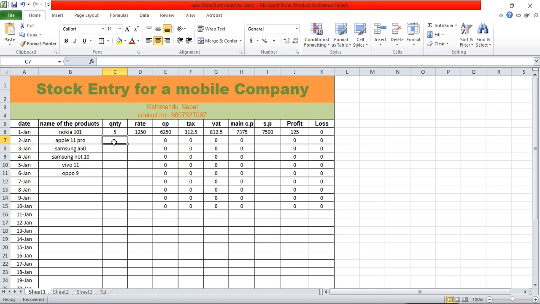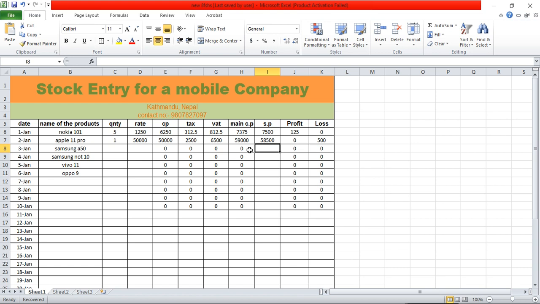Next example, we have bought one piece of iPhone 11 Pro at 59,000, press enter, and then we have sold it at 58,500. Then see, in profit we have 0 because we purchased at 59,000 and sold at 58,500, so we have 0 profit and we are in a loss of 500. Like this you can set up the profit and loss condition in an Excel sheet.